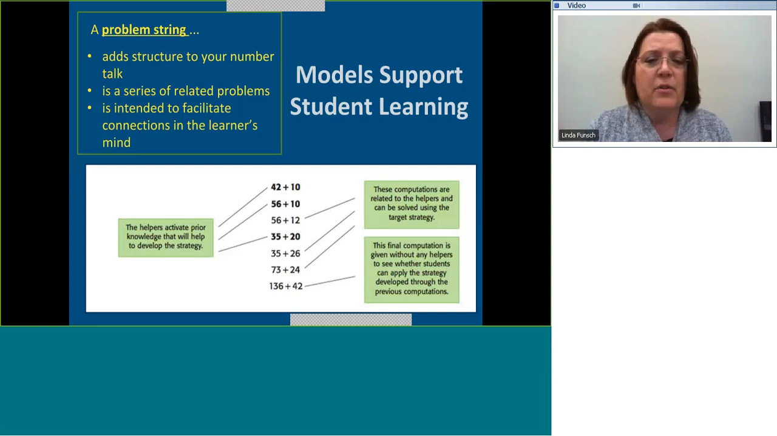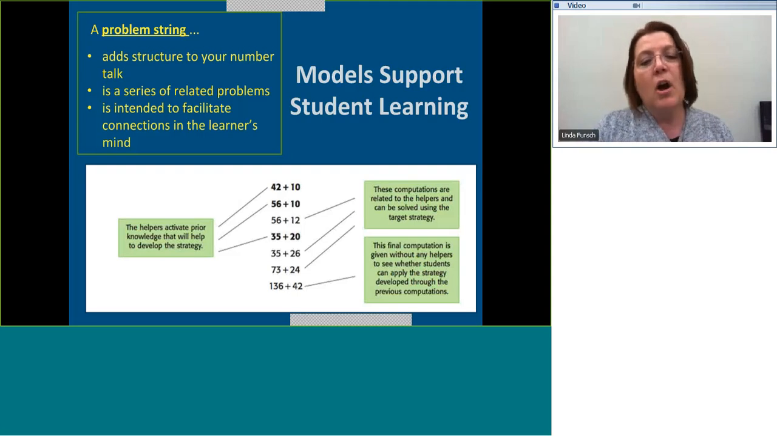This guides their thinking. So notice we start with 42 plus 10. This is one of the helper problems to activate prior knowledge for our students. So we have to know where they are, where is their cutting edge that we can start from and build off of. I know that I can do friendly jumps by 10. So 42 plus 10 is 52. We'll give them another similar problem, another helper problem. 56 plus 10 is 66.